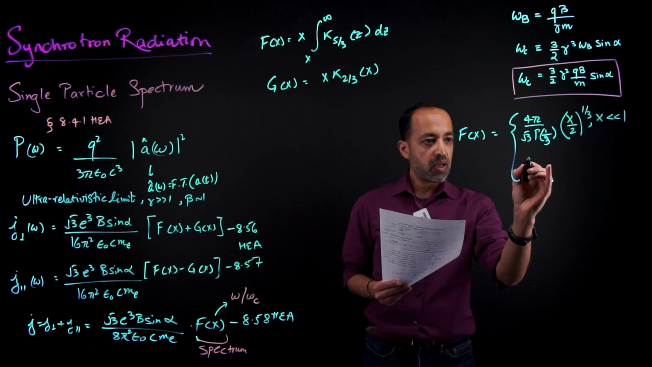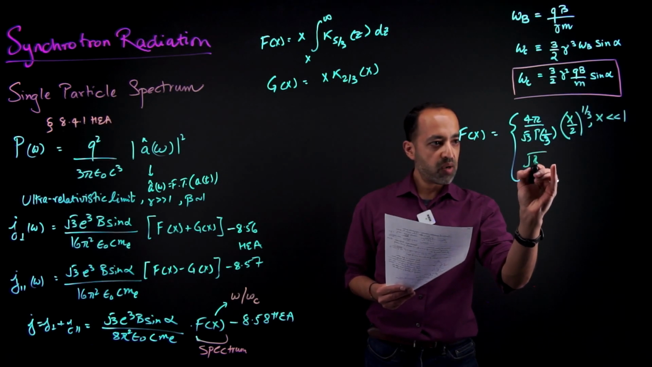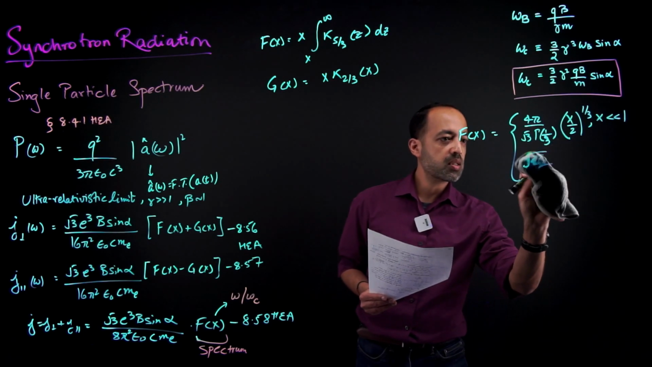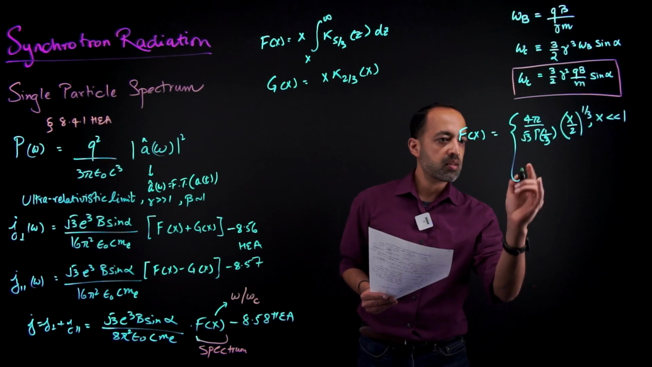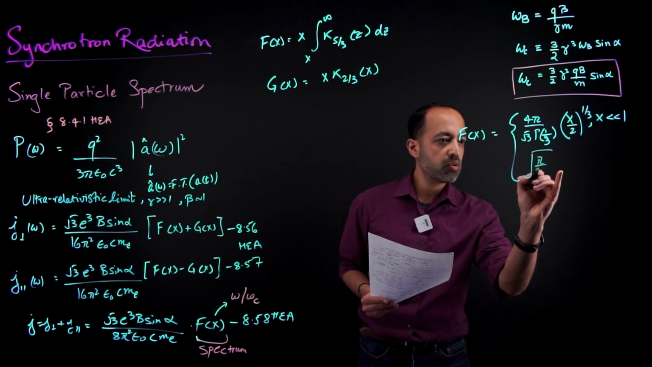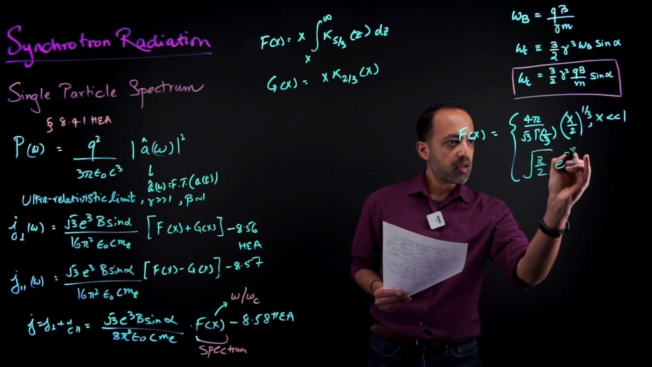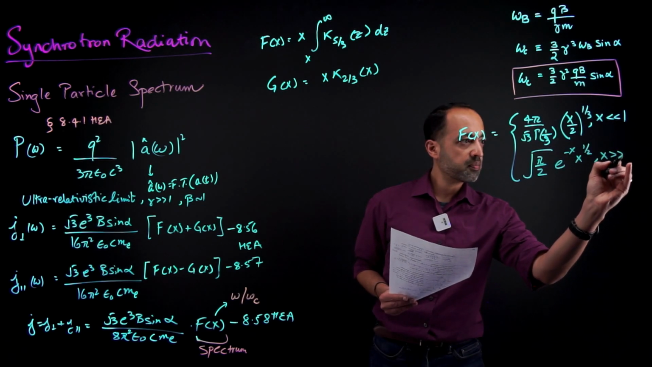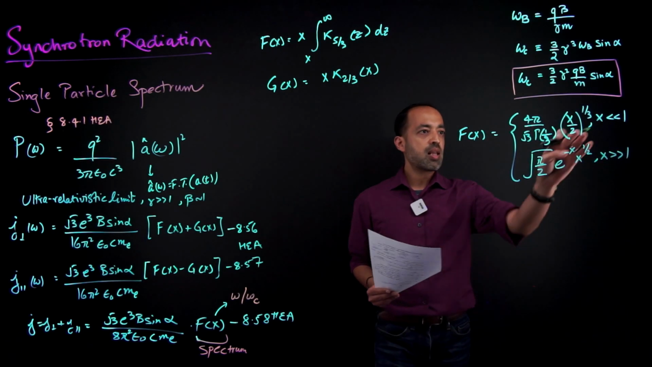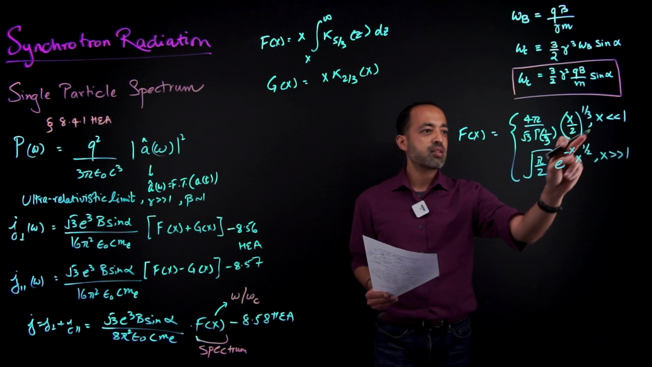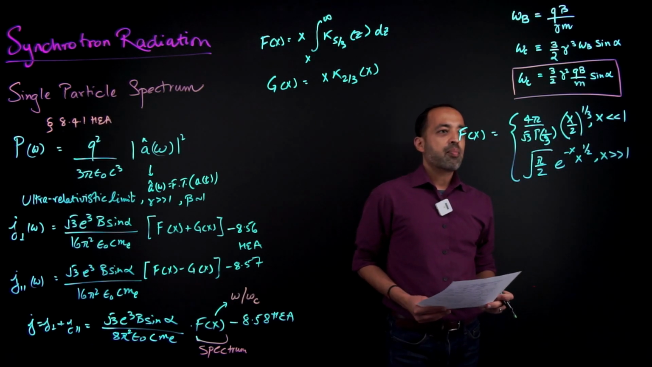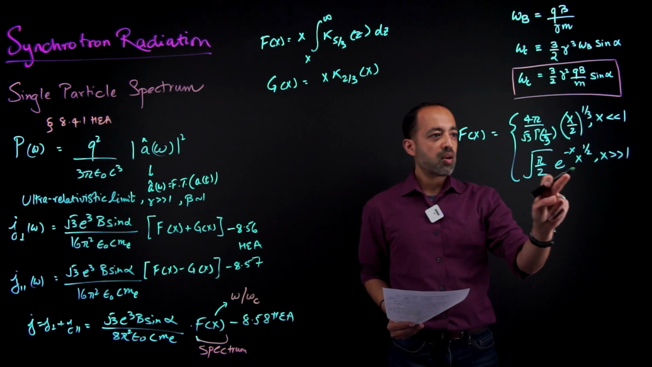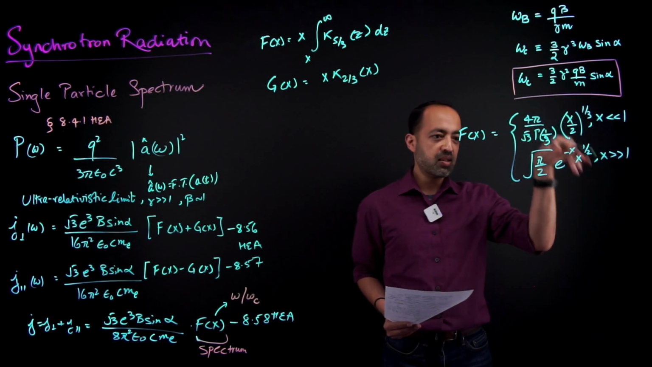And then for x much greater than 1, it is root pi over 2, e to the minus x, x to the half. This is for x much greater than 1. So these are asymptotic limits of f of x in small and large x. So you can see that for small x, f of x goes as x to the 1/3, and for large x, f of x basically falls off exponentially.